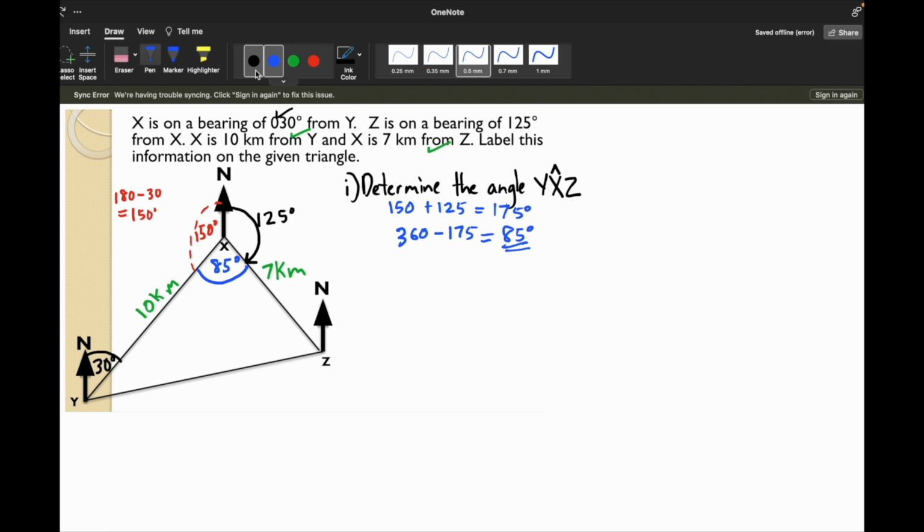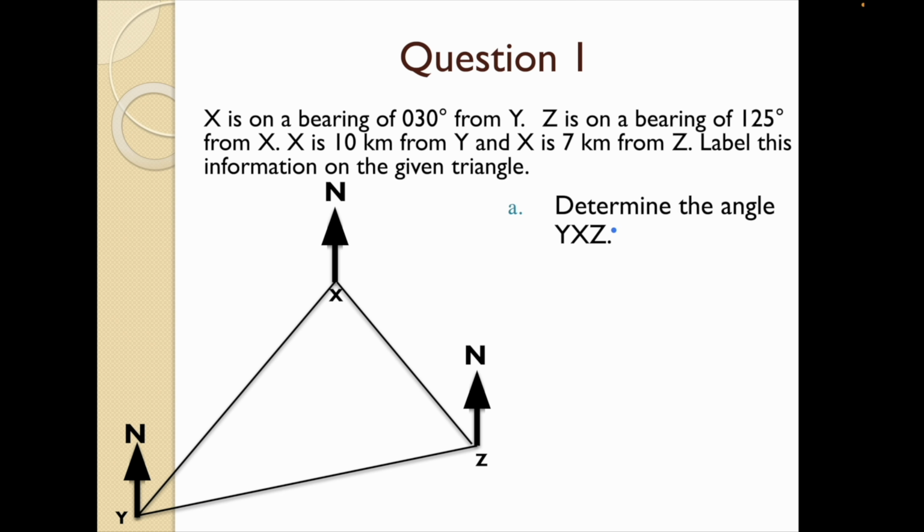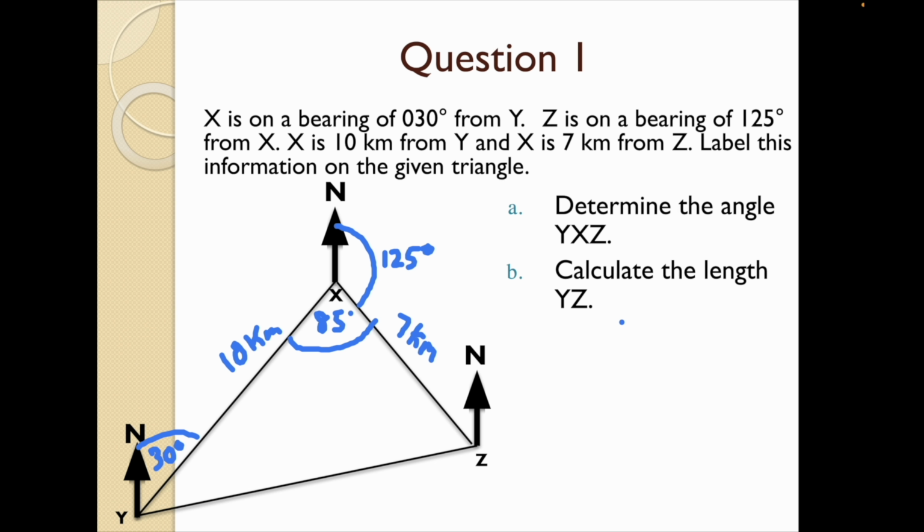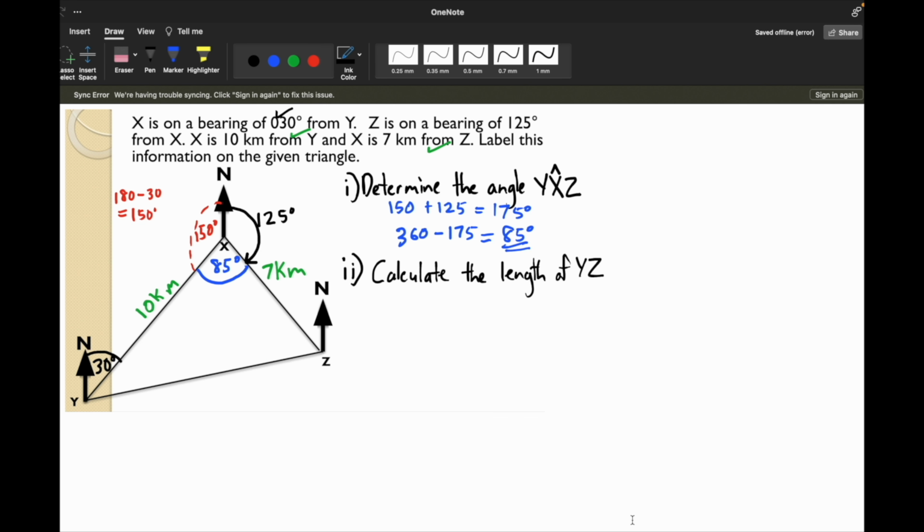And we can do that. Why can we do that? What do we have that can allow us to do that? Let's see what y'all going to do for this. So we have this angle now. We know that here is 85. We know that here is 7. Here is 10. We found out that this piece here was 125. We know that in here is 30 degrees. Let's calculate the length YZ. So we have two lengths and an included angle. So what rule can we use?